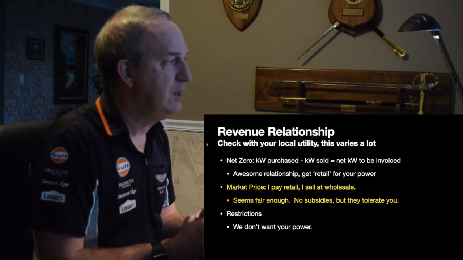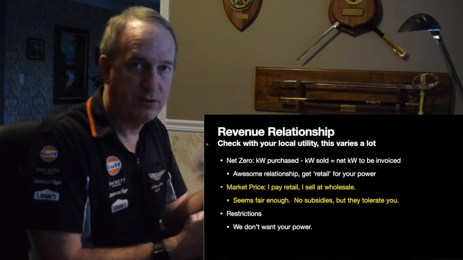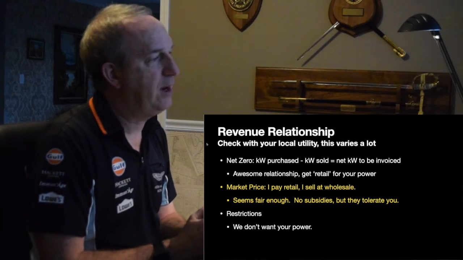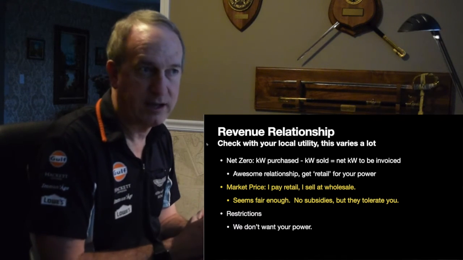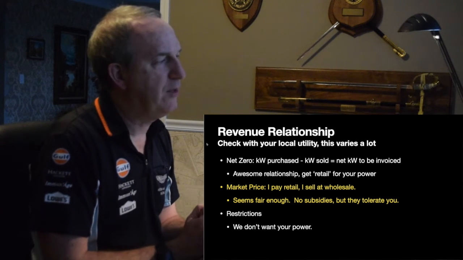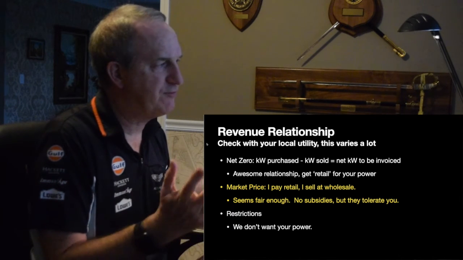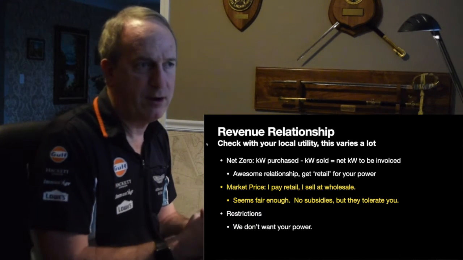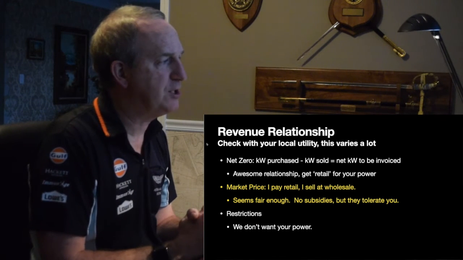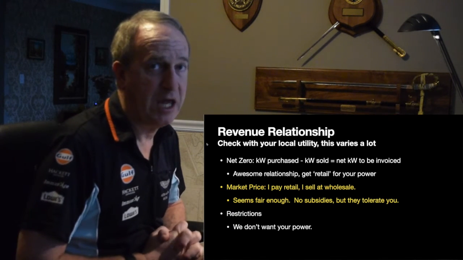I don't get that deal. Here I'm calling it market price. I pay retail for the kilowatts that I buy from the utility company, just like everybody else. And then I sell at wholesale, just like everybody else. So it's fair. It doesn't subsidize solar, but at least it tolerates solar and allows me to function. The meters in my area were already allowing to go both ways, so they already allow generation credit and so forth. And then there's some areas where there's restrictions and you can't do stuff.